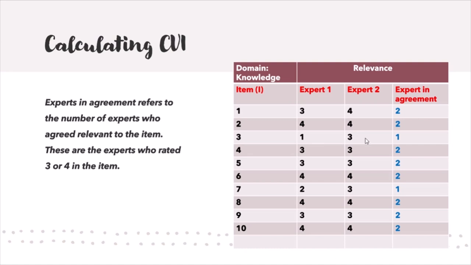So how many experts are in agreement that item 3 is relevant? Only 1 expert. That's why we wrote here 1. And who is that expert? Expert number 3. Okay, so that is how you will compute for the expert in agreement.